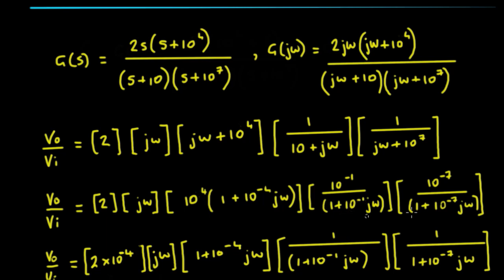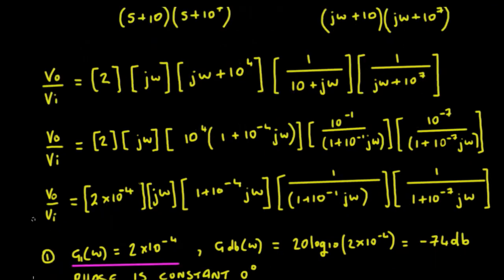Okay, and we can take out then, I'll rewrite that as 2 times that 1 plus 10 to the minus 4, which gives us 2 times 10 to the minus 4 times our j omega times 1 plus 10 to the minus 4 j omega, and it gives us these values here. So you can just check through that yourself and see the arithmetic. So it's just a bit of arithmetic to get it into the correct format.